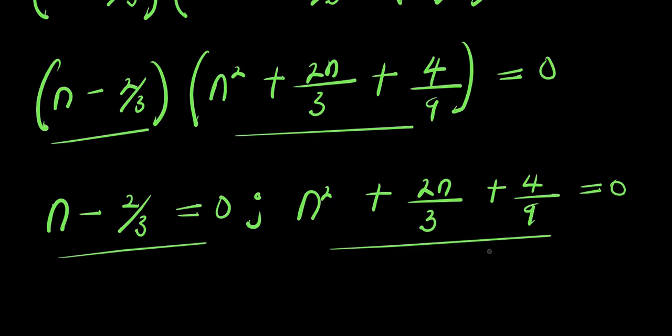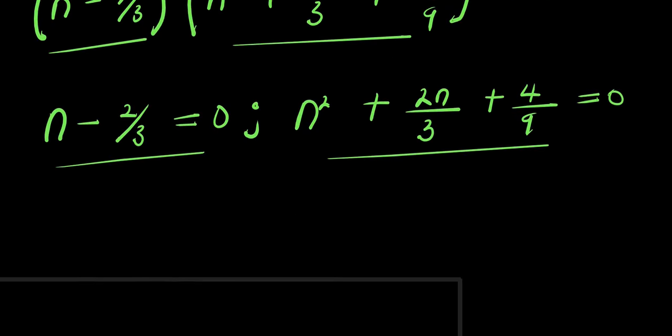So let's solve these individual equations. We start with the first one here. We simply move this over here. We have n equals 2 divided by 3. This is our first solution, n1.